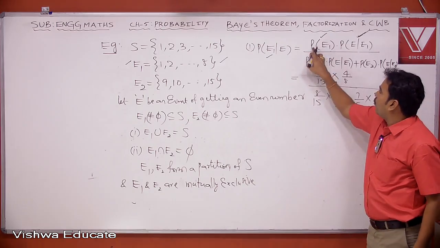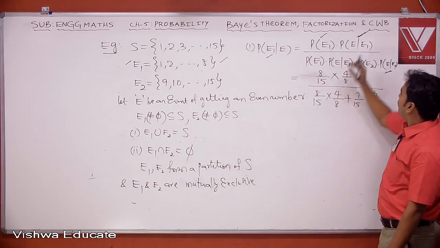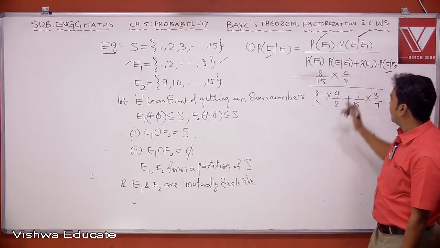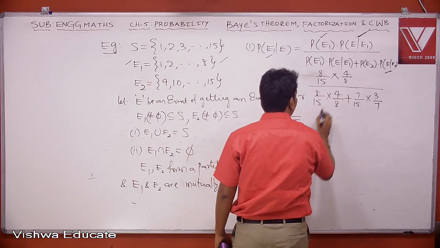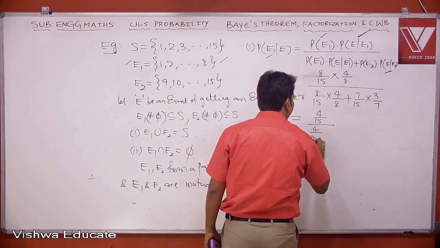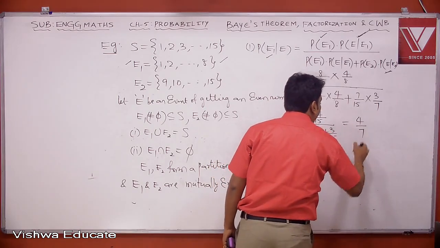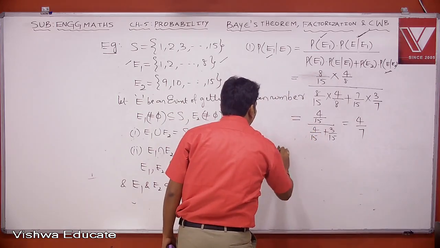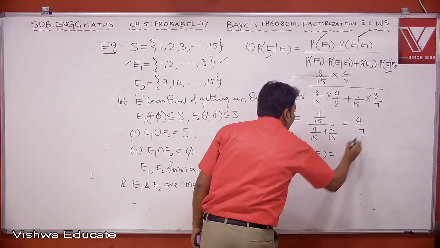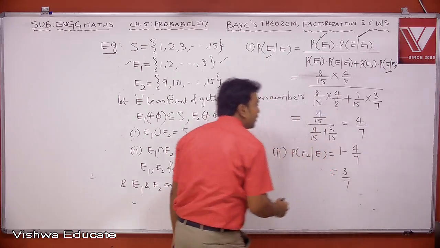So to get this probability, the sample space is S. To get this probability, sample space is S. But to get this and this, the sample space here is E1 and here is E2. So therefore this is 4 by 15 divided by 4 by 15 plus 3 by 15. So therefore this is 4 by 7. Similarly, when you calculate P of E2 slash E, this is the complement of this, 1 minus 4 by 7. So this is 3 by 7.